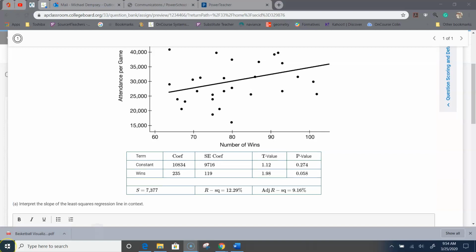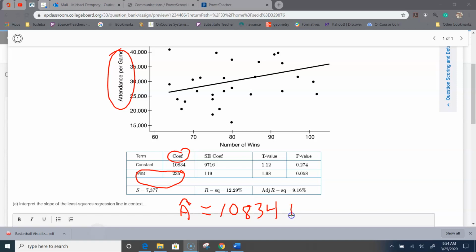When I look at the computer printout, I'm trying to predict attendance, right? That's my response variable. So I predict attendance based on wins. So the slope is the coefficient of the wins, okay? So we usually write the y-intercept first, so 10,834 plus 235 times wins, okay? So the interpretation of this slope, remember, it's about this line here.